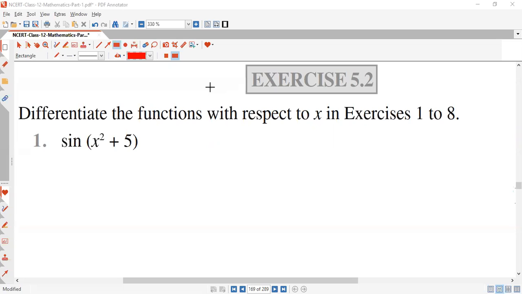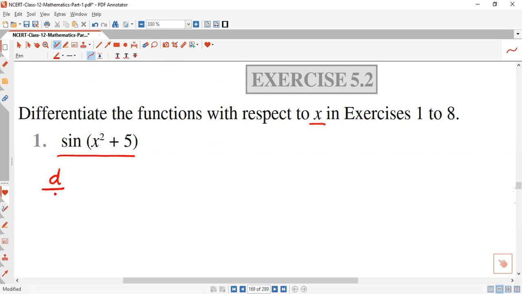We want to find out the differentiation of some functions. We know these functions are trigonometric, maybe algebraic. Differentiate the functions with respect to x in exercises 1 to 8. So x is the variable. We want to differentiate this function with respect to x.